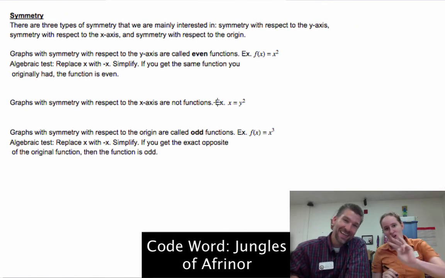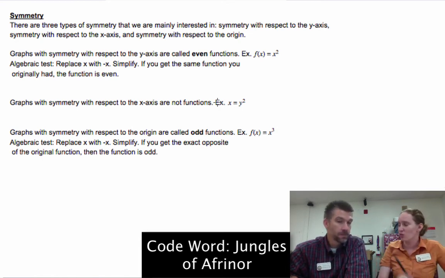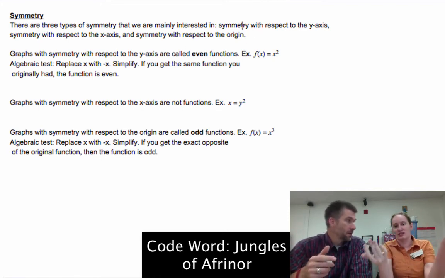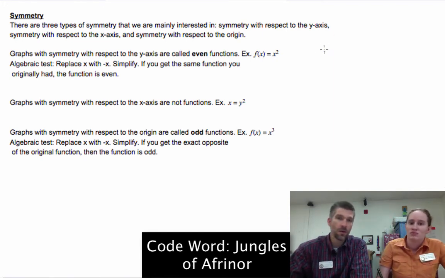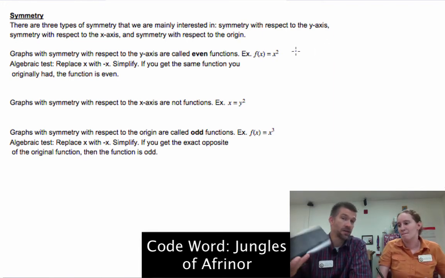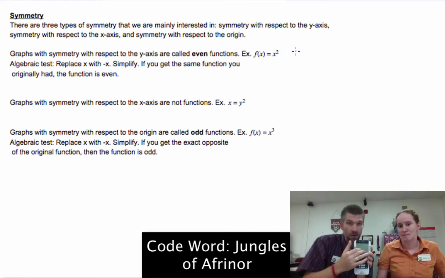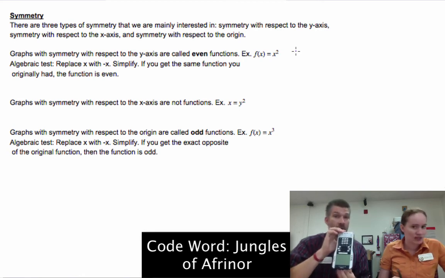Symmetry. There are 3 types of symmetry that we are mainly interested in: symmetry with respect to the y-axis, the x-axis, or the origin. The x and y-axis are the easiest to recognize, because it's like a hot dog or a hamburger fold situation. When you're dealing with the origin, it's handy to have a calculator, because if you turn your calculator upside down and see the graph, it should be the exact same.